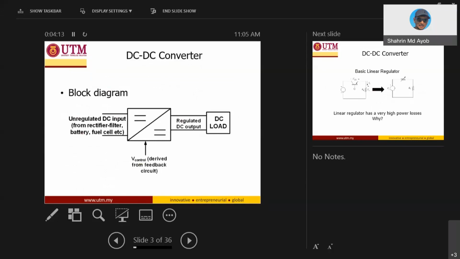So this is the typical block diagram that shows the DC converter, where the input is an unregulated DC input that can come from your rectifier. Because we know rectifiers convert AC to DC, the input can come from the output of the rectifier. Then you may want to regulate, to step down or step up the voltage to meet the DC load. And here you have a control signal, which comes from your feedback circuit and so on.